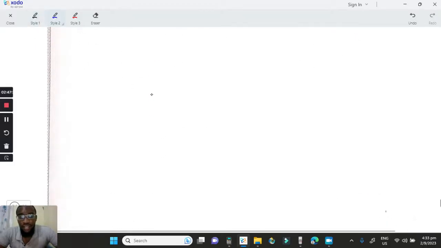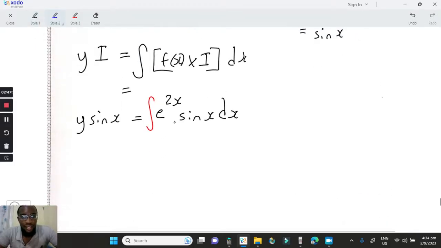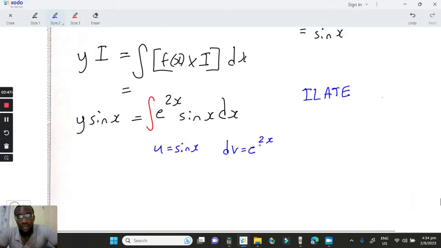Alright, so how many marks? 9. Yeah, it's tedious. So in this case now, let's call this our I. LIATE is the rule. Remember, LIATE. Which one comes first? Trigonometry comes before exponential. So u is now sin x and dv is e^(2x). So du is cos x and v is, integrate this, we get e^(2x) over 2.